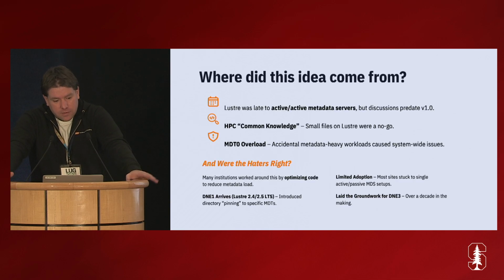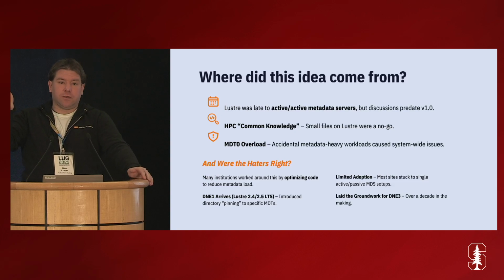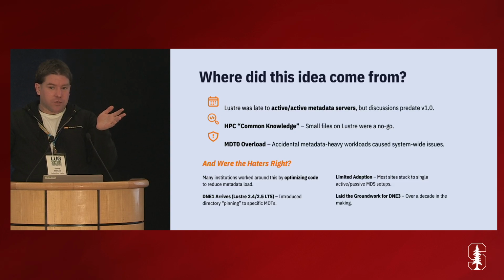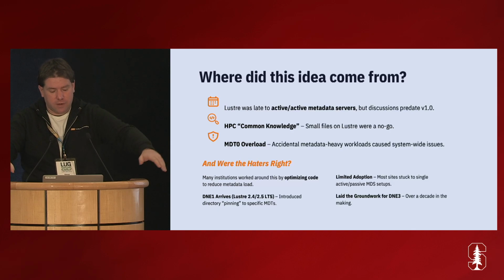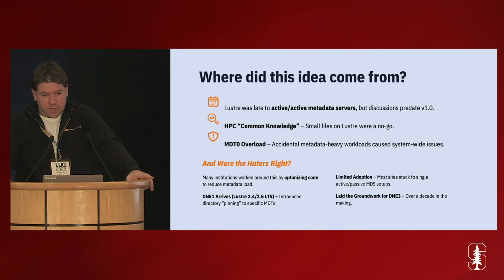So where did the idea that Lustre is not good at small files come from? Lustre was not able to do active-active metadata for quite a while, if you compare it to other HPC or parallel file systems. And from an NFS standpoint, you have to be able to do parallel metadata because each client connects to a different server in an NFS cluster and things like that. So that always had to be there in NFS. Lustre was just a little bit late to the game, even though it was talked about for a while. So the common knowledge was that you don't do small files on Lustre.